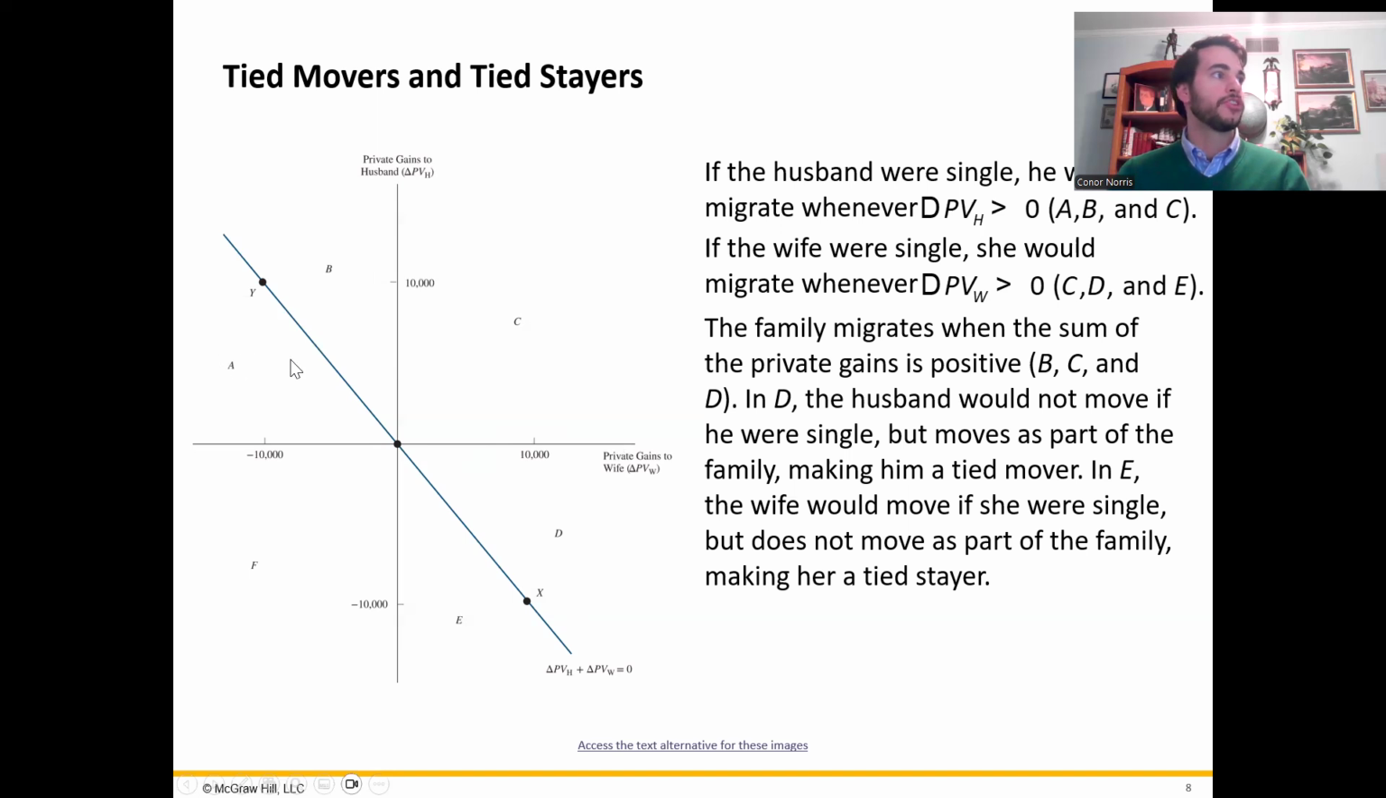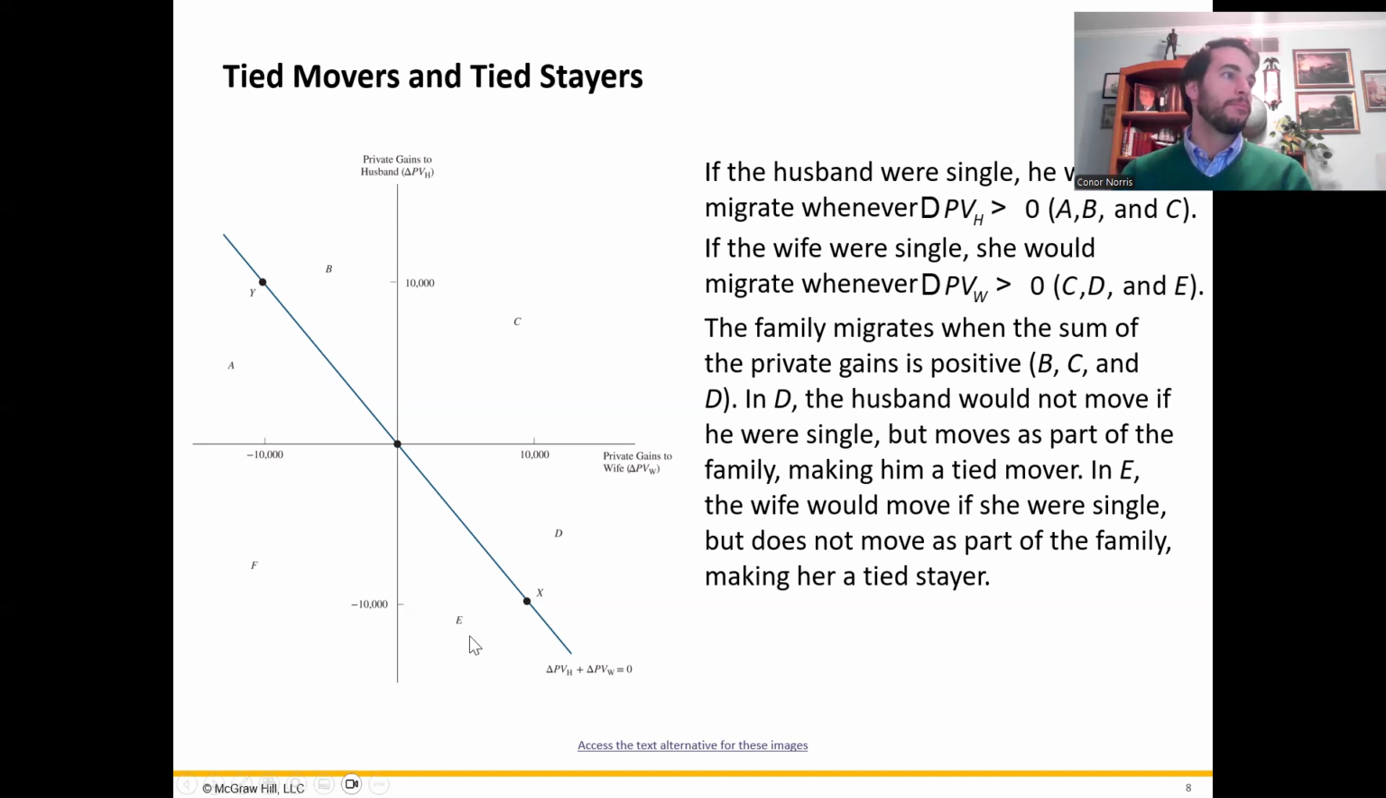So point A, down here, the husband would move if he was single. He has a slight gain of maybe $5,000. But look at the wife. At point A, she loses. This is her 0 line. So down here, she loses more than $10,000. So if you combine them together, add up his gain and her loss, they end up worse off if they move. So together, they would end up not moving. They would decide not to move.